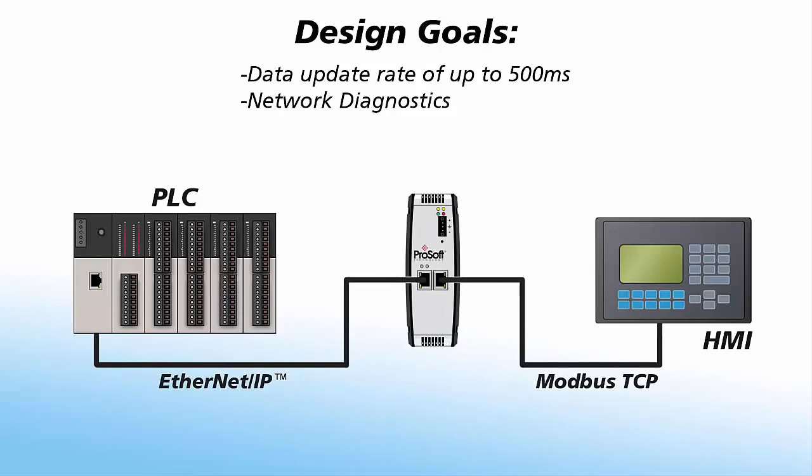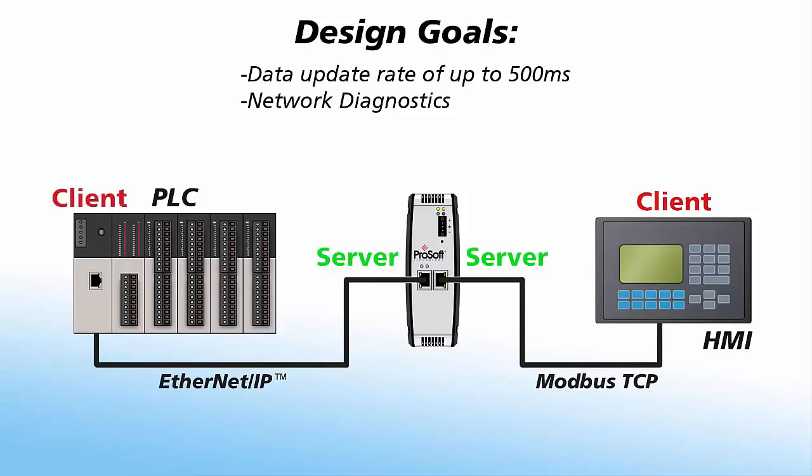The design goals for this example are to have data communication speeds of no slower than 500 milliseconds and access to the communication diagnostics through the PLC. The HMI is a client, and so we'll have to configure our gateway as a Modbus TCP/IP server to communicate with it. In this case, we'll make the gateway a server on the EtherNet/IP side as well.